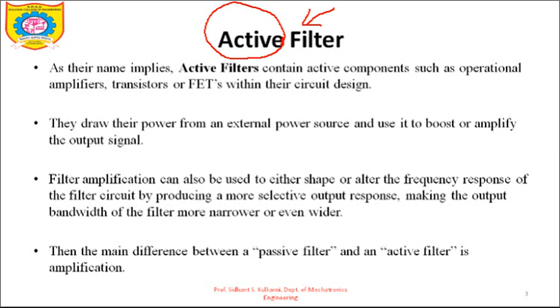So here we can have the operational amplifier, we can build the transistor as an amplifier, we can build the FET as an amplifier, and then we can use the RC circuit, RL circuit, or RLC circuit. They draw their power from the external power source and use it to boost the amplified output signal. Definitely they are going to draw the power from the external power supply which is connected. Filter amplification can also be used to shape or alter the frequency response of the filter by producing a more selective output response, making the output bandwidth of the filter narrower rather than wider.